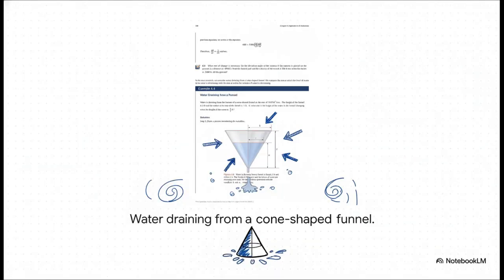Check out this funnel, shaped like an inverted cone. The whole thing is 2 feet high, and it's got a radius of 1 foot up at the very top. Now, water is draining out the bottom at a constant rate of 0.03 cubic feet per second. As that water drains, think about what's happening. Both its height and its surface radius are shrinking simultaneously.